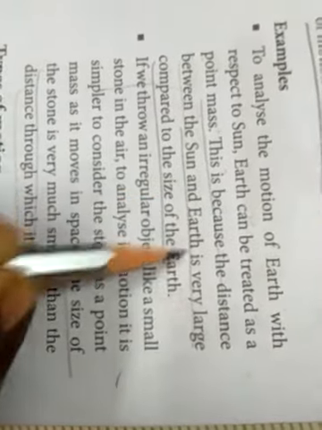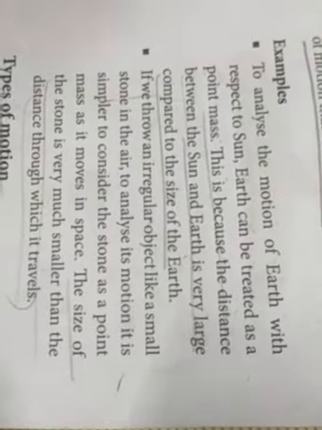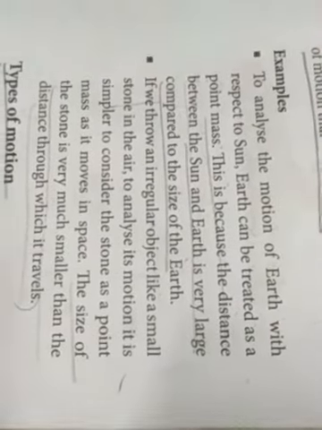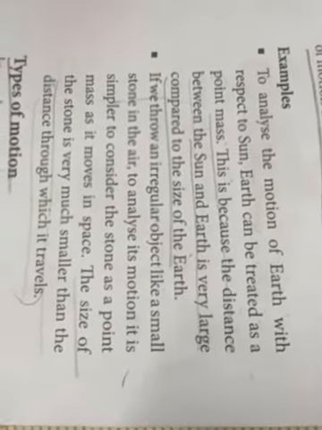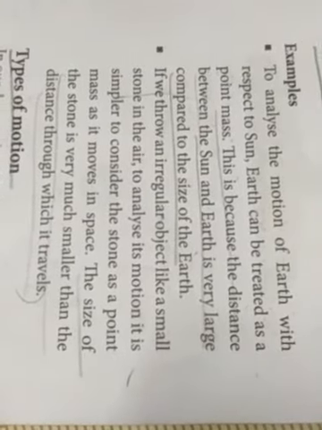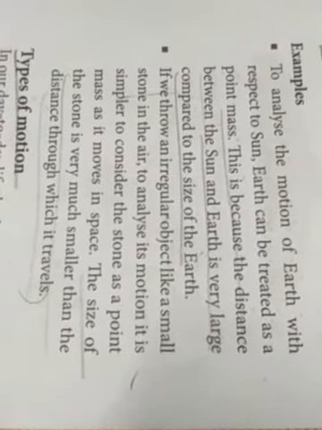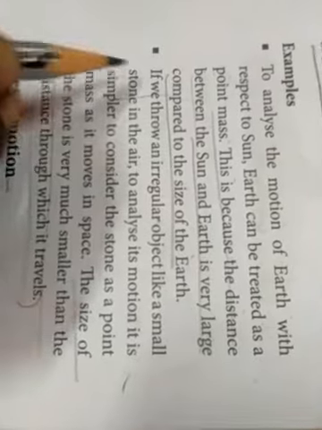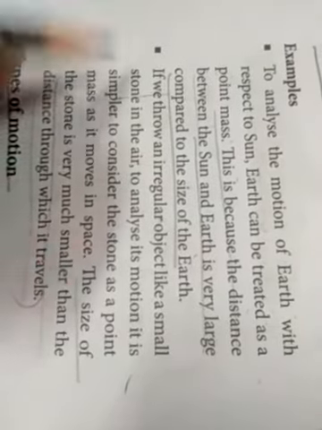This is because the distance between the sun and the earth is very large compared to the size of the earth. Compared to the sun's size and the earth's size, the distance is very large. The earth is only a smaller size, but the distance is very large.